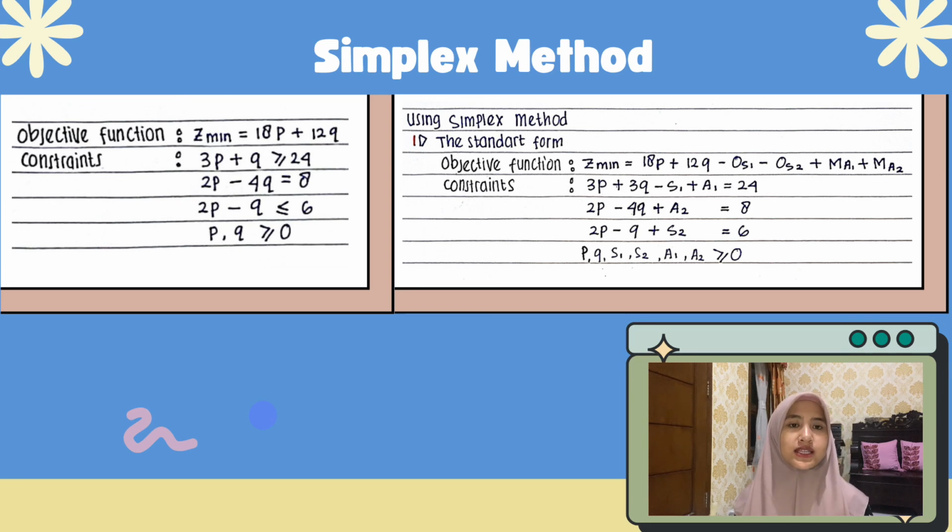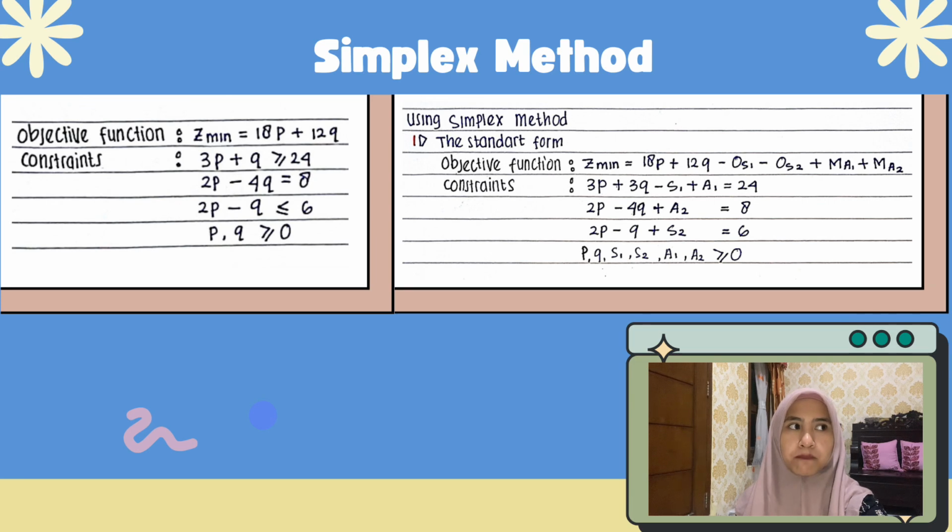To convert to standard form, for the constraint less than or equal to, we add a positive slack variable. Then for the constraint more than or equal to, we add surplus and artificial variables, while the constraint equal to only adds an artificial variable. So it becomes a standard form. The objective function z min equal to 18p plus 12q minus 0 s1 minus 0 s2 plus M a1 plus M a2.